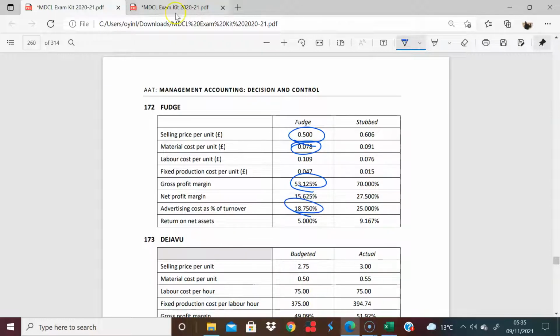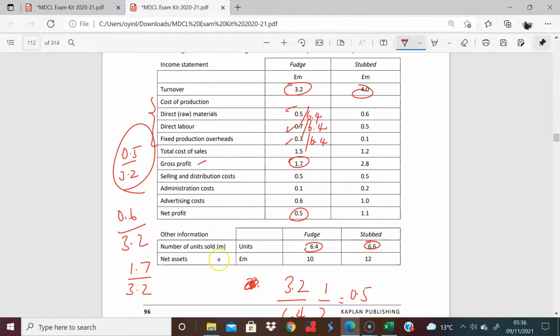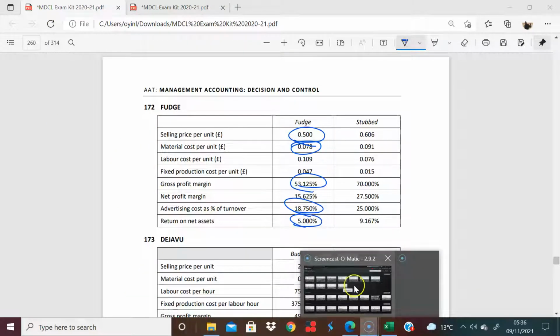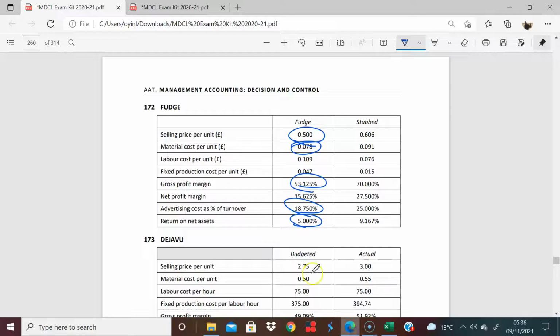And then finally, return on net assets: how well are those assets being used to generate profit? You have 0.5 over the net assets of 10. 0.5 divided by 10 is equal to 0.05, so you have 5%. And that is your set of ratios.